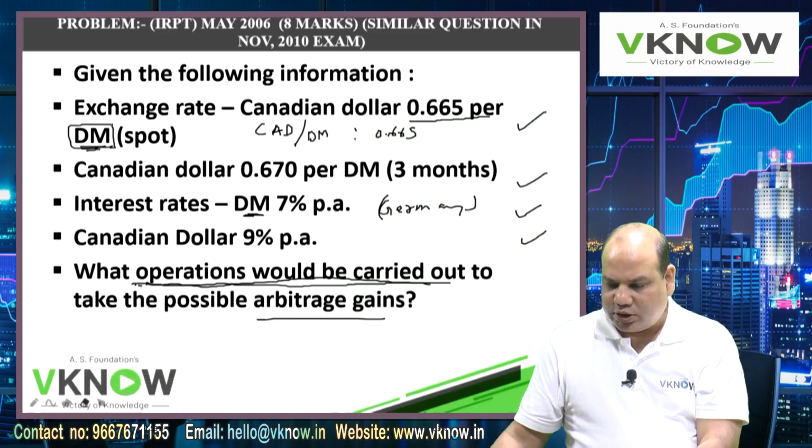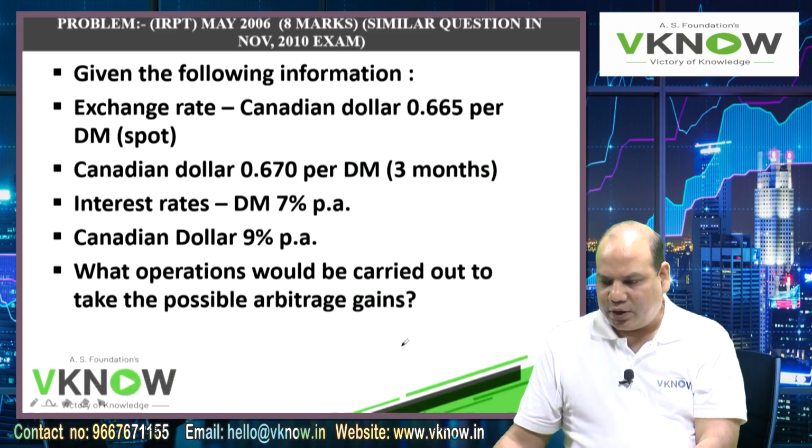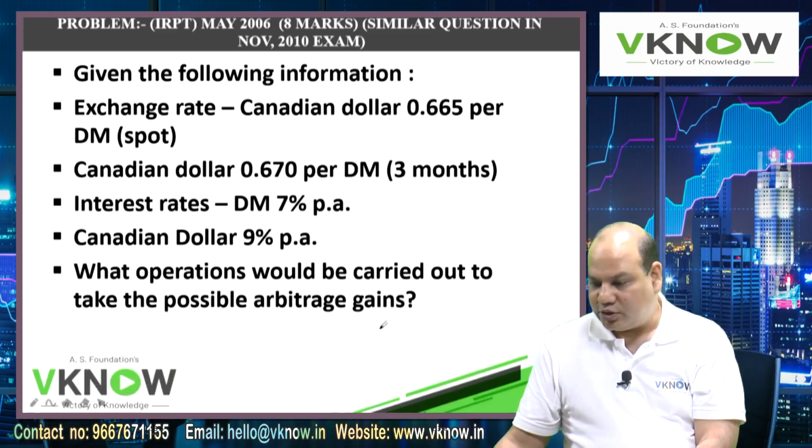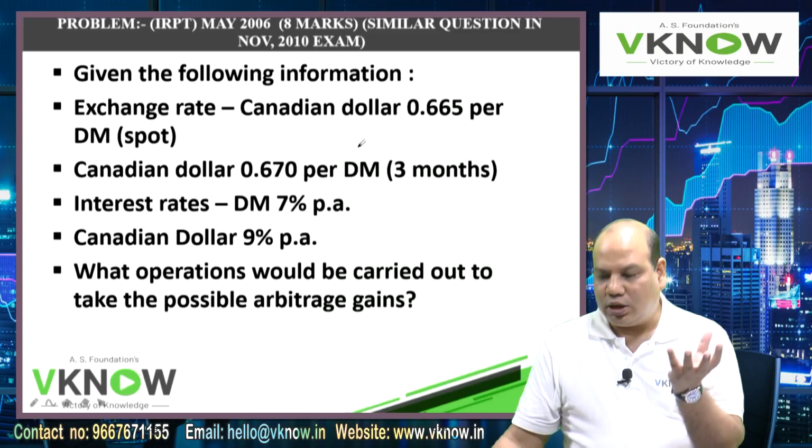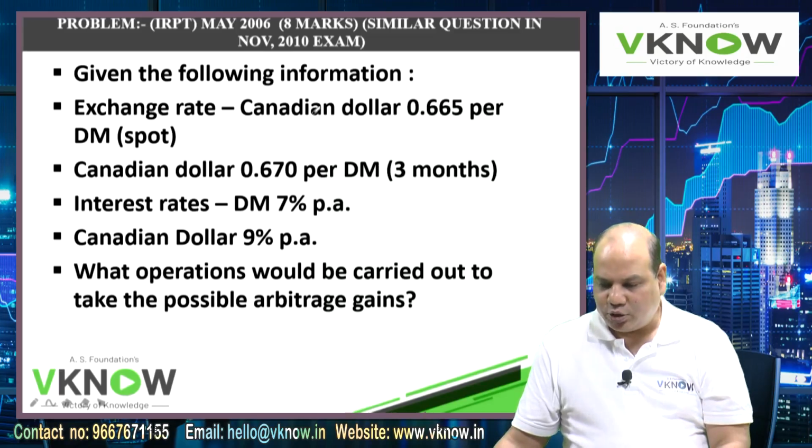Two things are missing in this problem. One, which is the home country, not mentioned. Second, what should be the amount one can think of borrowing or investing. So we will assume one of these two countries, either Canada or Germany, as home country, and will take a notional principal amount to carry out the arbitrage.